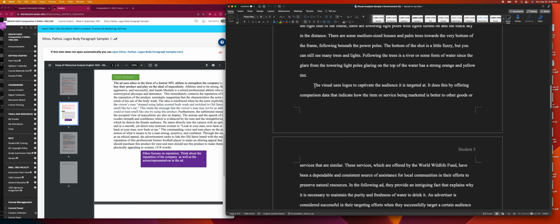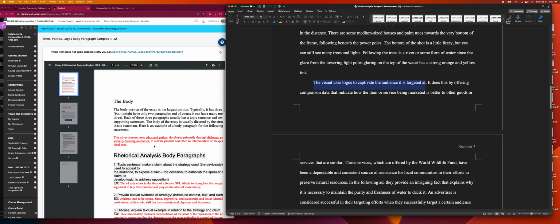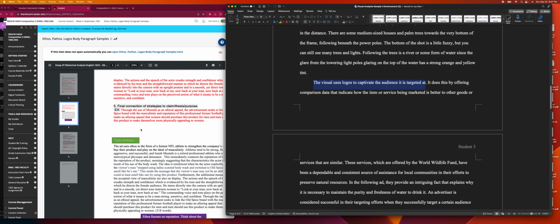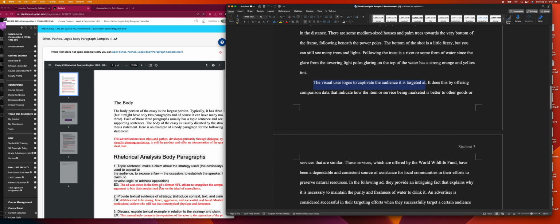What he or she tries to do then is write a paragraph on logos. However, looking at this topic sentence, and the information that was given on what your topic sentence should do, the topic sentence should make a claim, right? It should make a claim that supports the thesis. This topic sentence does not make a claim that supports the thesis. This is a very weak topic sentence, all right? It starts off promising. The visual uses logos to do what? To captivate the audience it's targeted at, right? That is not a claim that supports her thesis.